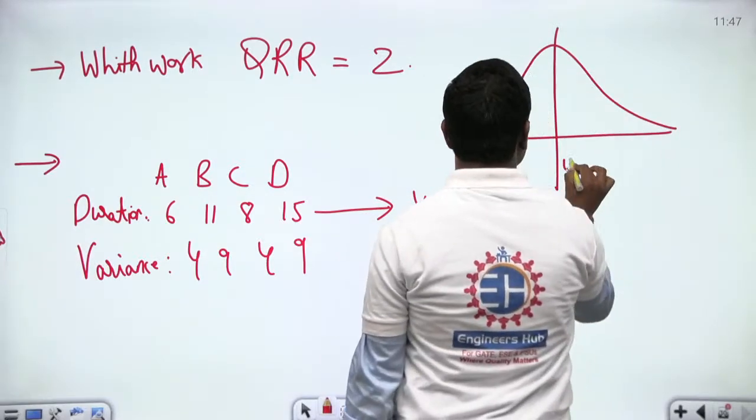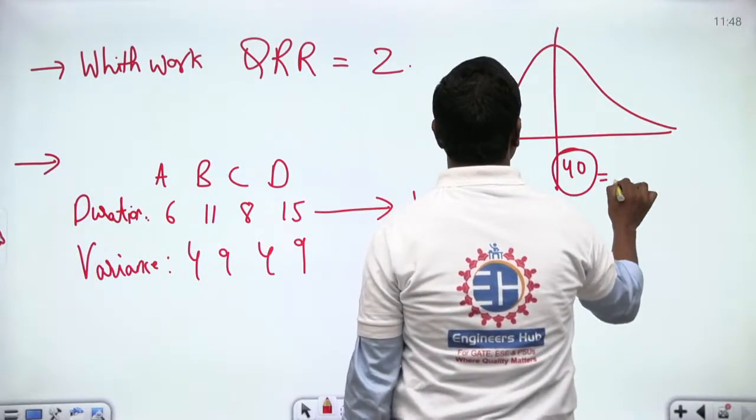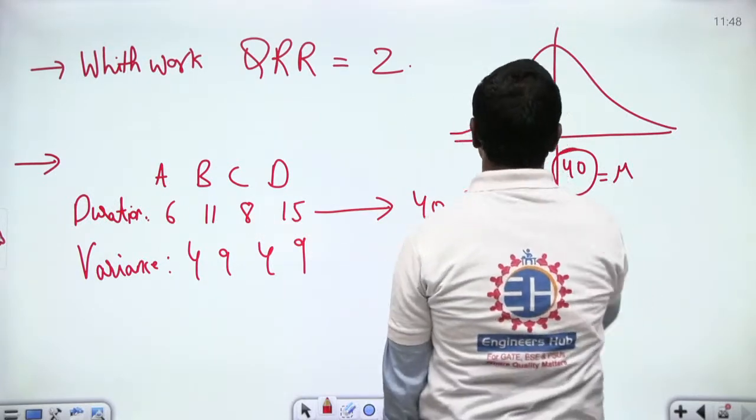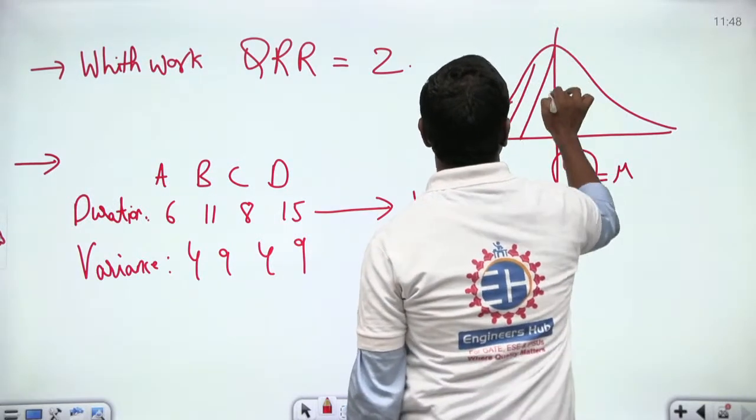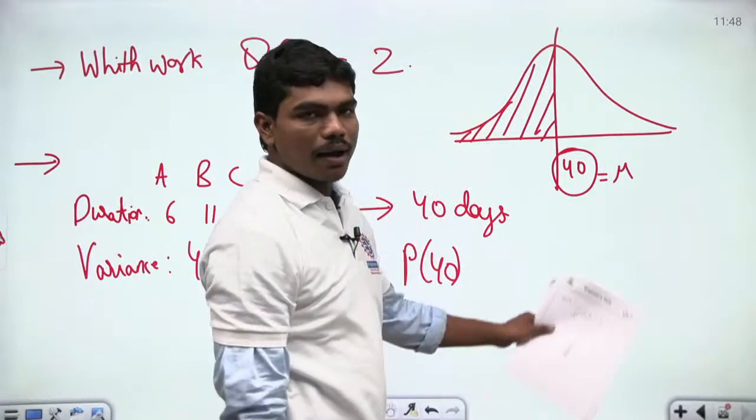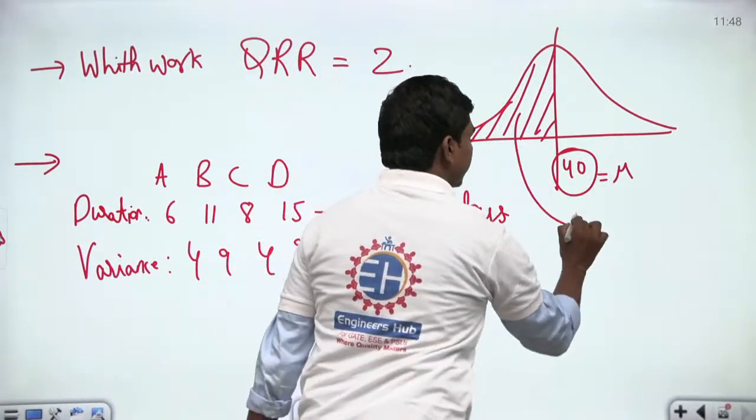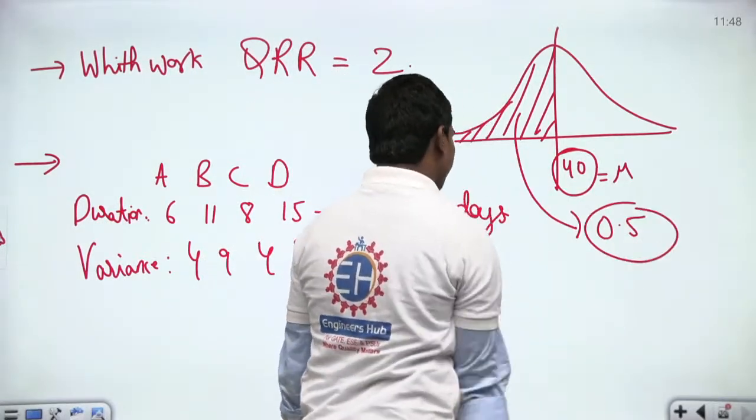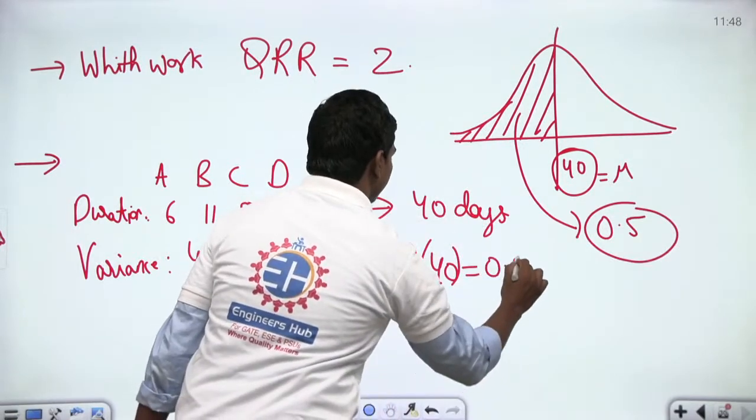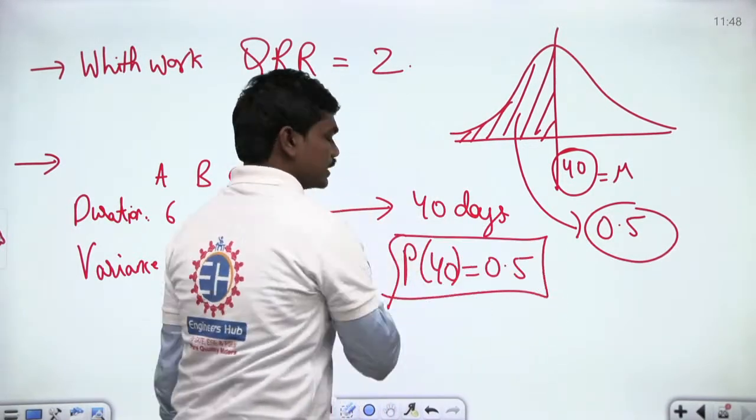normal curve, if this is the 40, which is the average or the mean that the project is expected to complete, then this is the area which comprises that the project will happen before 40 days. So definitely this area in a standard normal distribution curve is 0.5. So you could clearly say the probability of getting the project done in 40 days is 0.5.